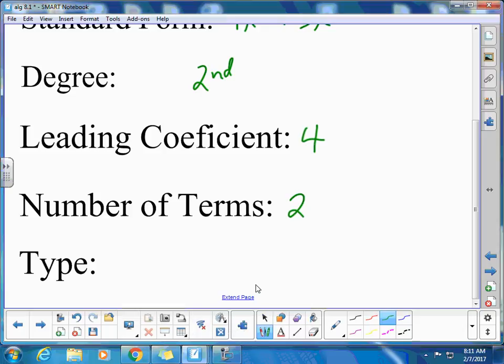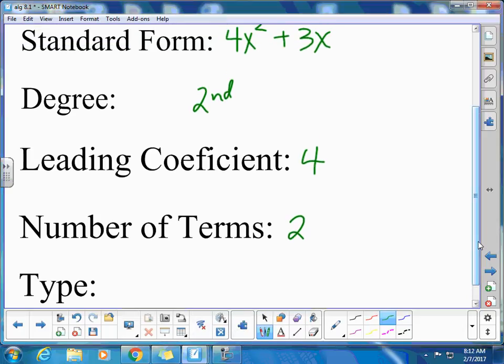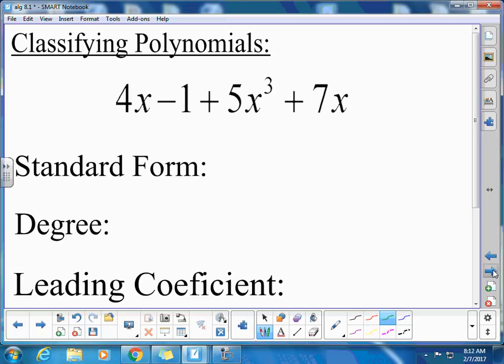So this type, it's 4x squared. So this is going to be a quadratic. And here, classifying polynomials, again, standard form, we have to look for the largest exponent. So we'd start with the 5x to the third.